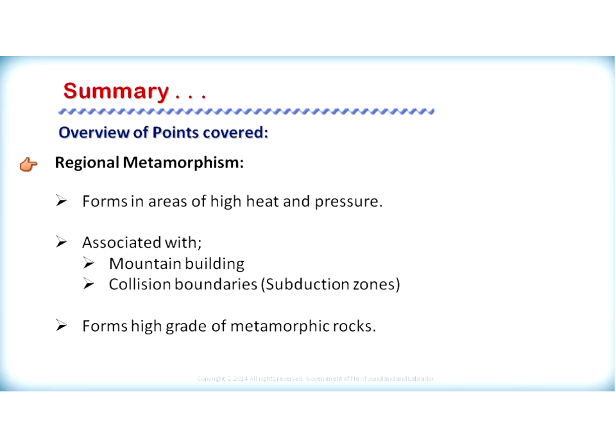In summary, regional metamorphism forms in areas where you have high heat and high pressure, and is generally associated with mountain building and collision boundaries, such as subduction zones. During regional metamorphism, we generally form high grades of metamorphic rocks, such as gneiss and schist. So in conclusion, regional metamorphism forms in high heat and pressure areas, generally referred to as mountain building areas or collision boundaries such as subduction zones, and they form high-grade metamorphic rocks such as schist and gneiss.